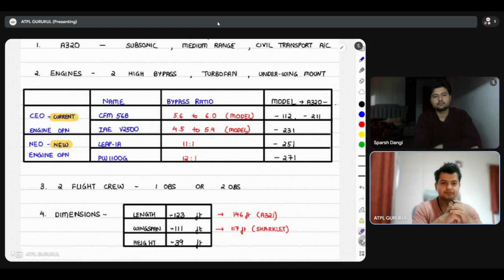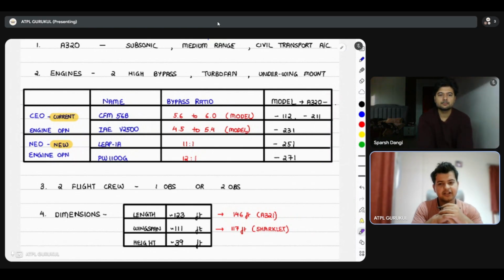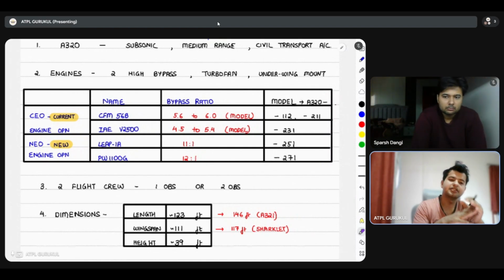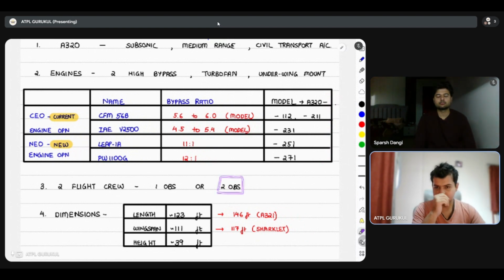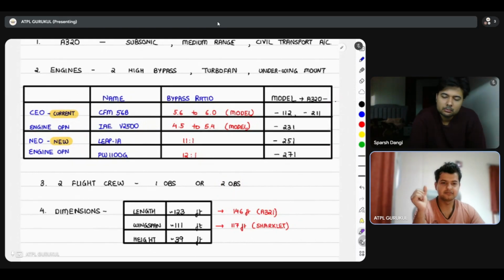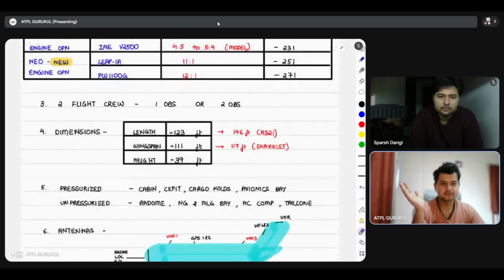Apart from that, now we are going to go to the next point, which is flight crew. How many flight crew? Flight crew is the minimum required to be there on this aircraft. Again, there are aircraft which have one observer seat. At least there has to be one observer seat, and there are aircraft which have two observer seats. Any doubts? No doubts, right?